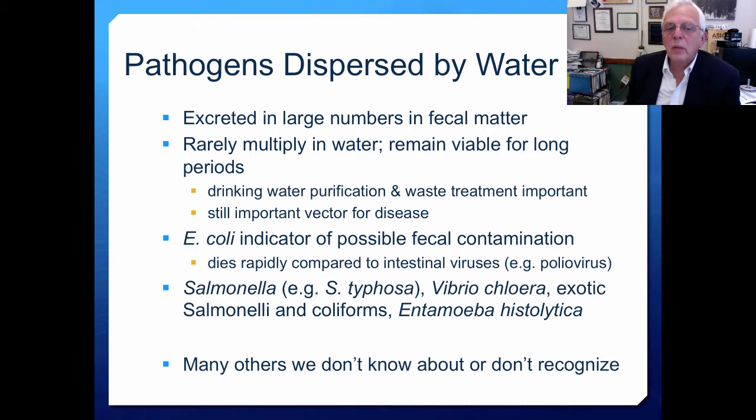And then the idea is that they rarely multiply in water but remain viable for long periods. They're kept moist, oftentimes damp, and there may be some possibility of functioning a little bit, at least for surviving for a while. Drinking water purification and waste treatment are extremely important for keeping people safe against these kinds of vectors of disease, but they're still important as vectors for disease.